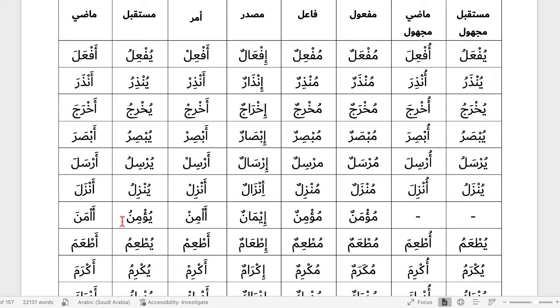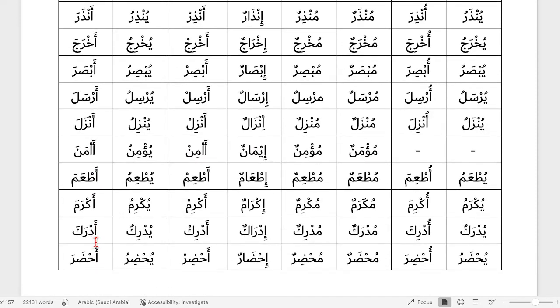Okay, amana, yuminu, amin. You see, it is following the same pattern. Imanun, muminun, mumanun. At'ama has no form for the passive. At'ama yut'imu, at'im, it'amun, mut'imun, mut'amun, ut'ima, yut'amu.